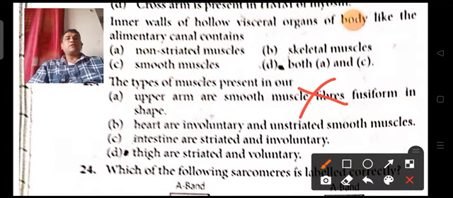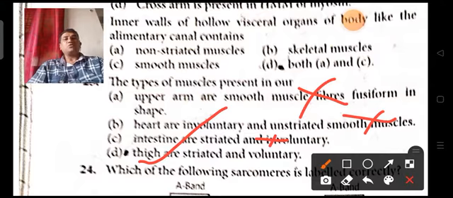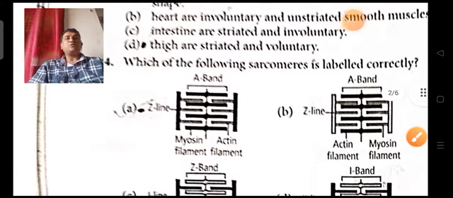Next, heart are involuntary and unstriated, they are striated. So this is also wrong. Intestine are striated, they are unstriated and involuntary. So third option is also wrong. Only the thigh are striated and voluntary. So D option is the right option.